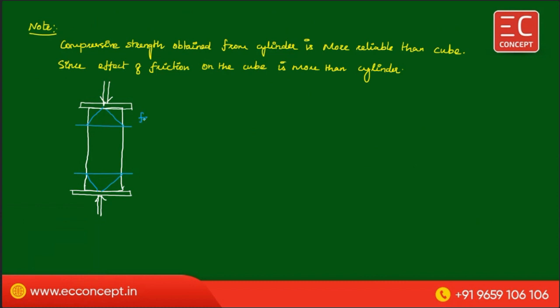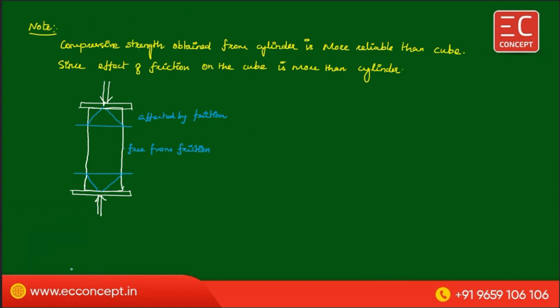So this is the frictional effect, or the portion affected by friction. This portion is affected by friction, and this also, but this portion is free from the effect of friction. That's why this is free from friction, so we can understand exactly what the strength of the concrete is.